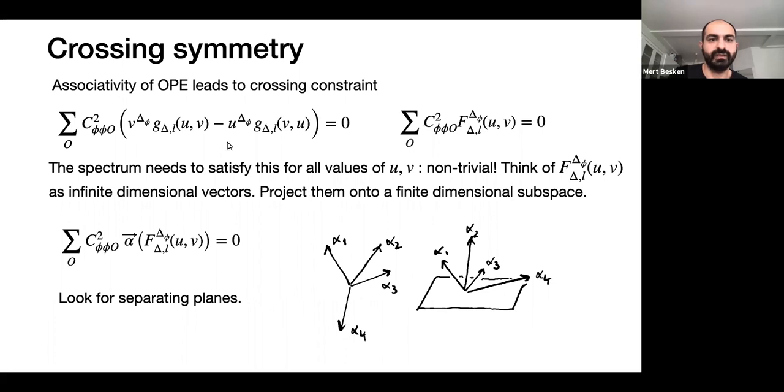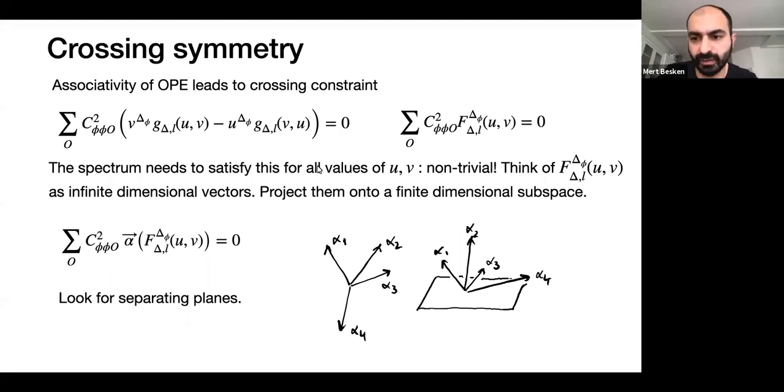And the associativity of the OPE leads to the crossing constraint. Here you see the S-channel decomposition of the correlator, and here the T-channel decomposition. They should agree. So the difference, which I'll call the crossing function, should give us zero. And the spectrum needs to satisfy this for all values of U and V, which is non-trivial.